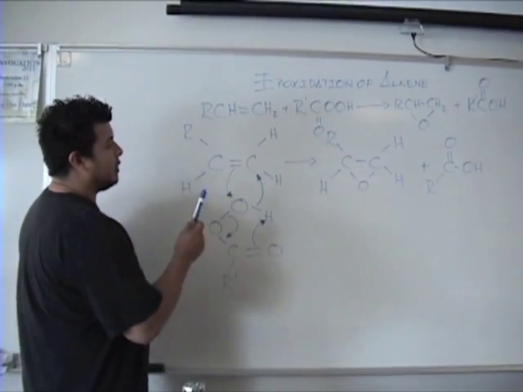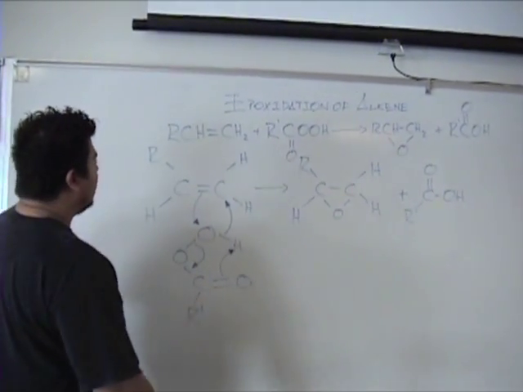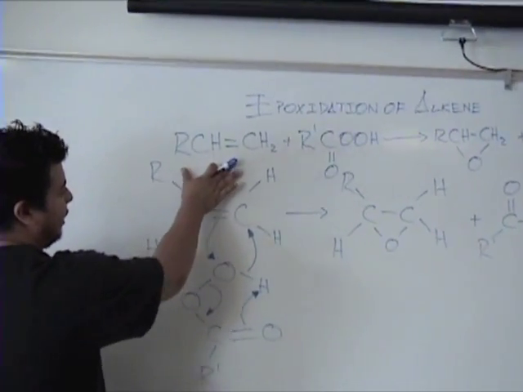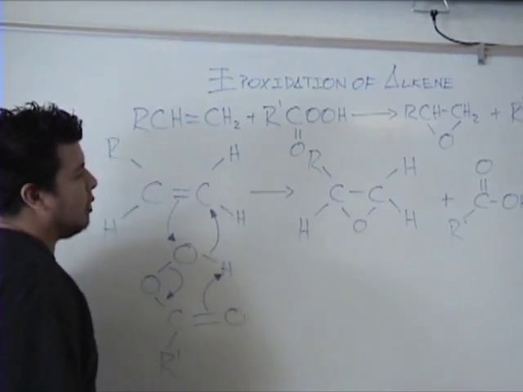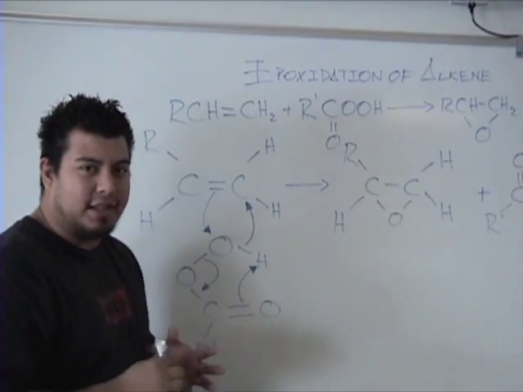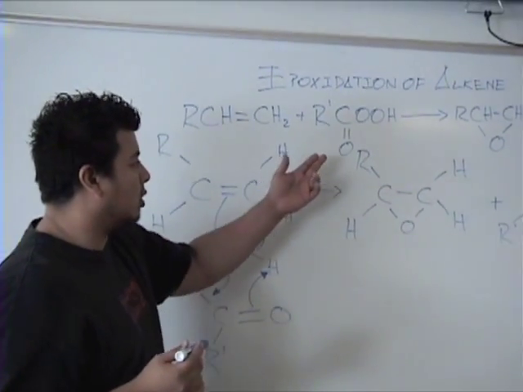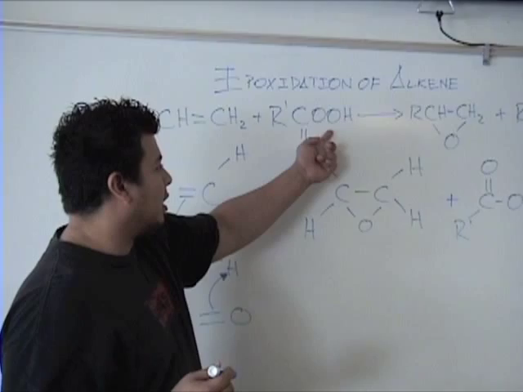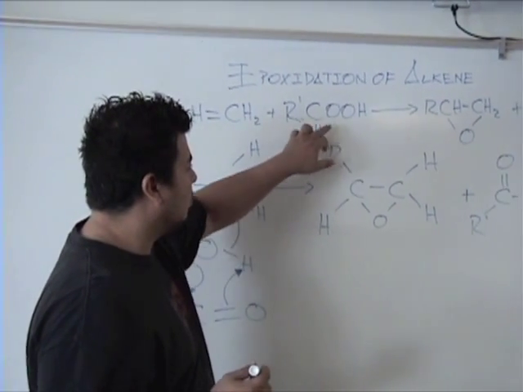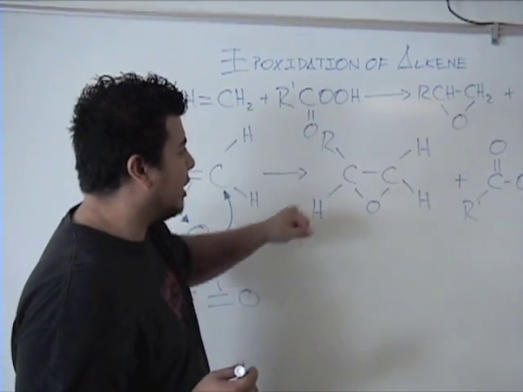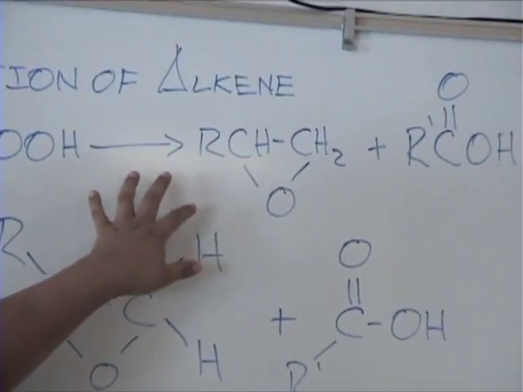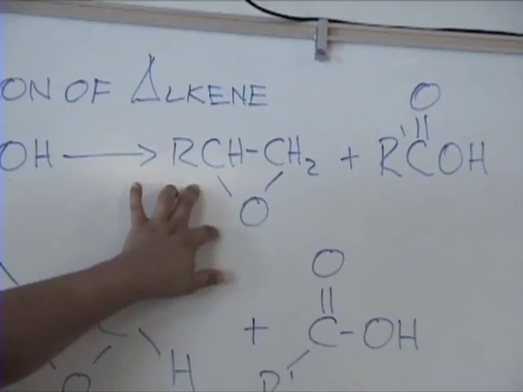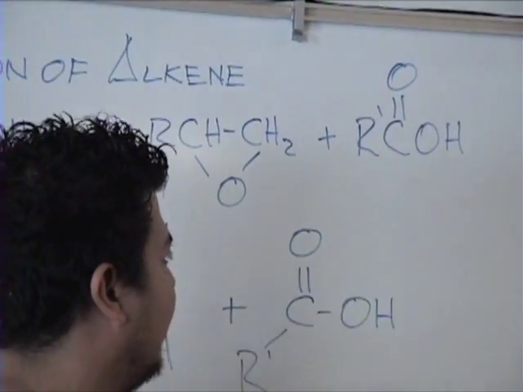We're going to work on epoxidation of alkenes. So we have our alkene right here, and we have a peroxy acid. The way we know it's a peroxy acid is because instead of being COOH, we have an extra oxygen right here. We have COOOH, so that's a peroxy acid. And we should expect this to yield an epoxide plus a carboxylic acid.